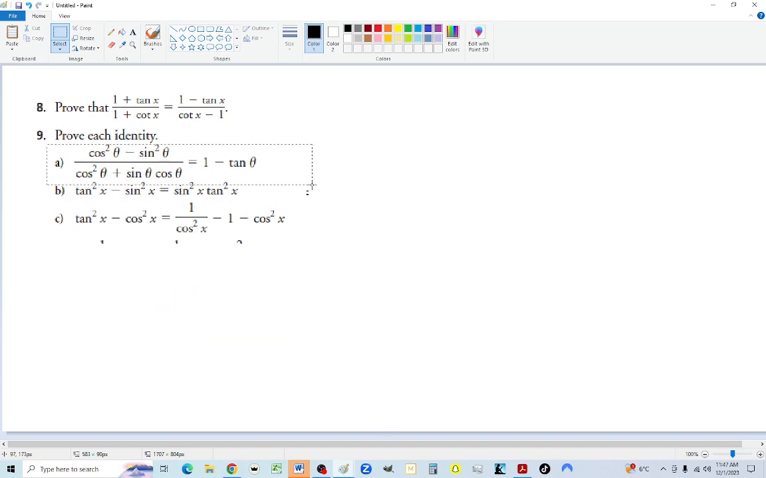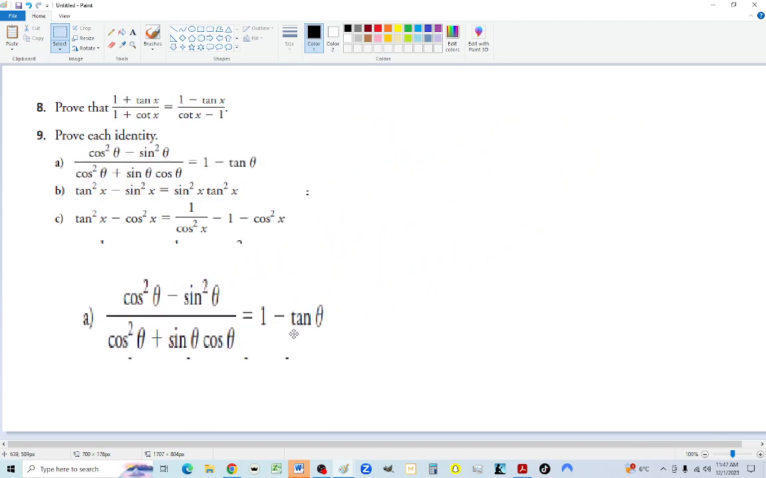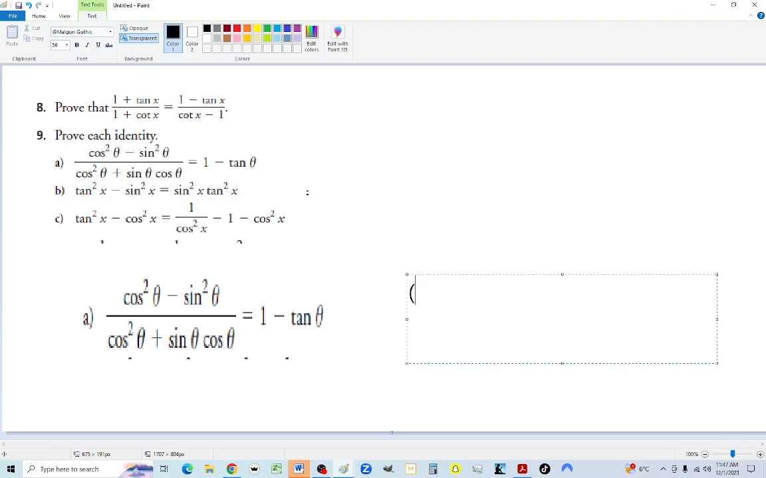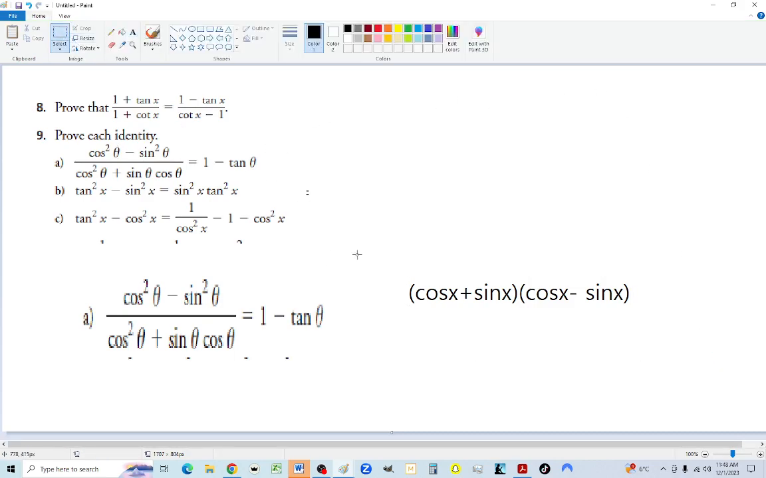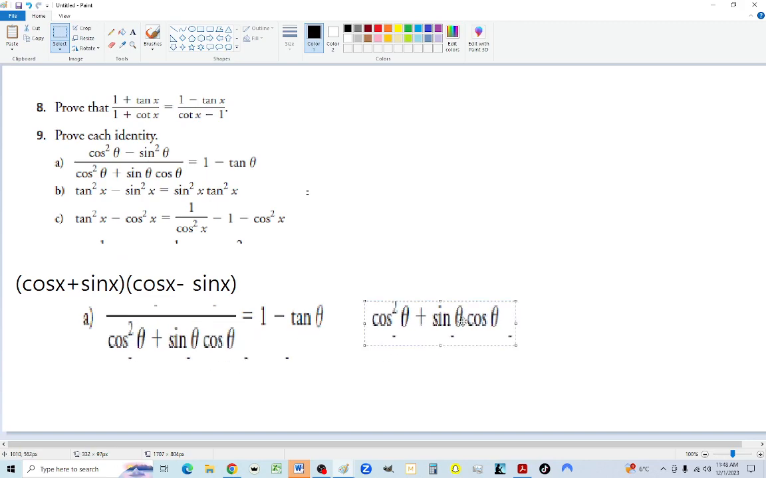Prove this. Right away you should be careful and say, okay, let's multiply. Right away I can say that's a difference of two squares. So I could say that's cos x plus sin x and cos x minus sin x if I wanted to. If you doubt that, just go ahead and do it and you'll see that it's true. Then I can multiply both sides by this, and I'm going to get this.